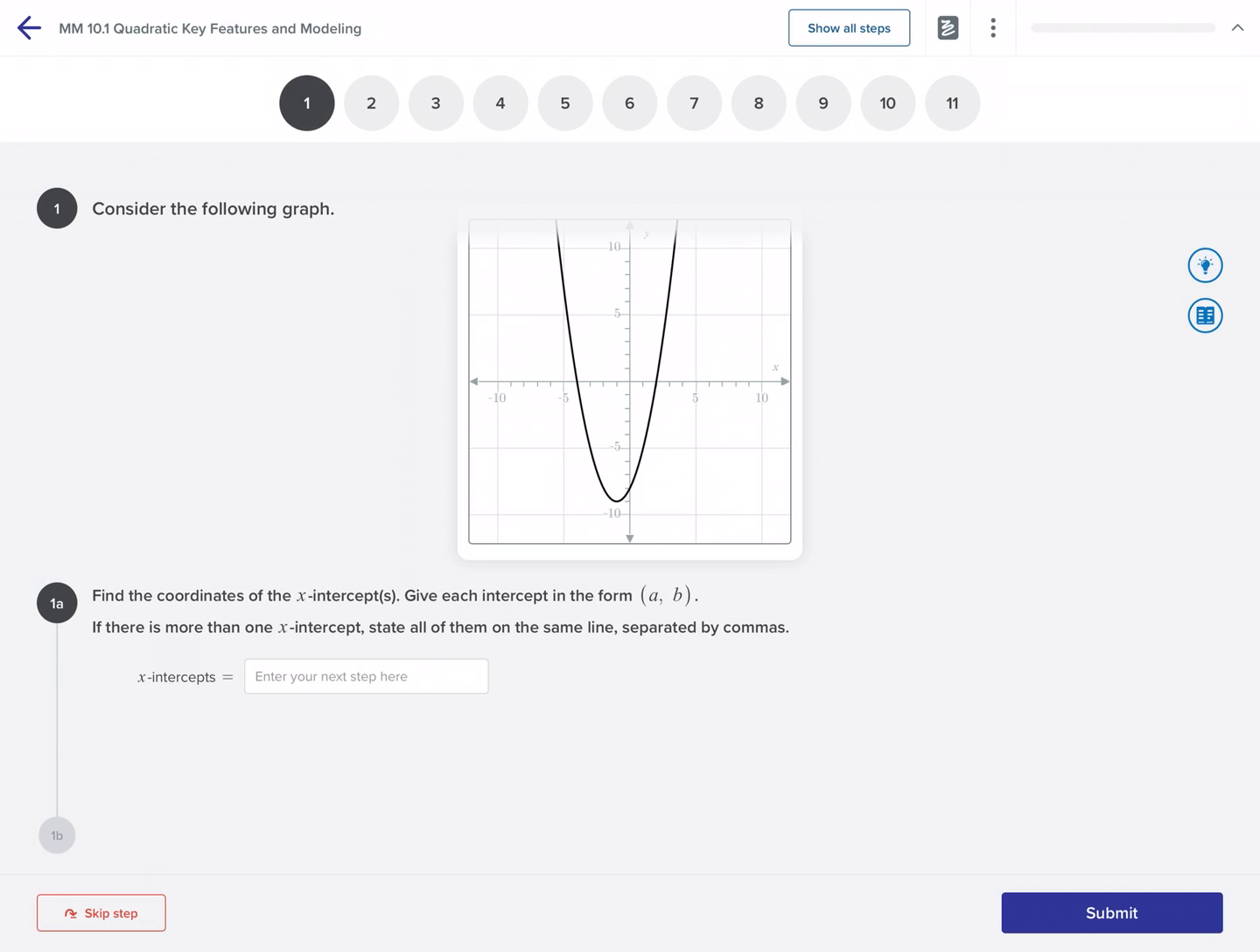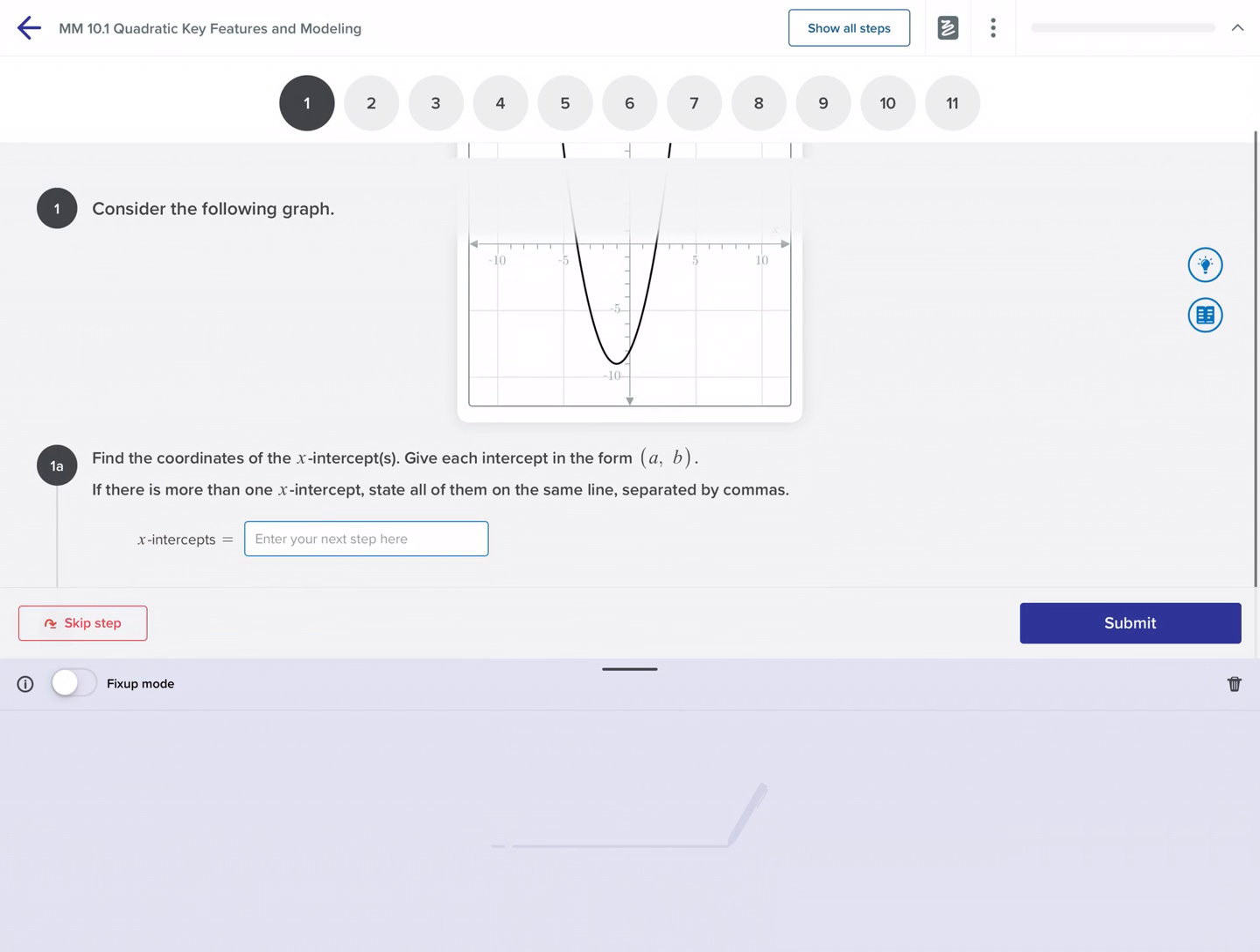Okay, so this one says find the coordinate of the x-intercepts. Give each intercept in the form of parenthesis, a comma b, close parenthesis. If there's more than one x-intercept, state all of them on the same line separated by commas. If you have a tablet, something shows up on the bottom where you can write. If you're on a computer, then you usually will have something where you can get a keyboard on your screen that you'll need to click on, or you can use your keyboard on your computer too.